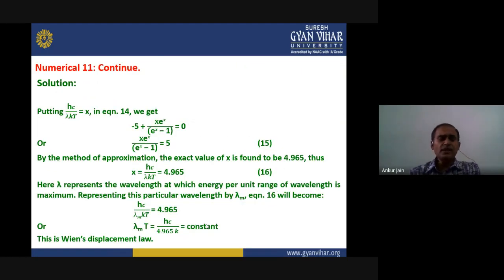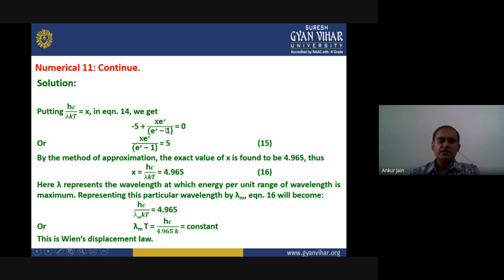Now if we put hc upon lambda kT equals x in equation 14, then what we get is minus 5 plus x into e to the power x divided by e to the power x minus 1 equals 0. We are making this substitution for the simplicity of the solution.